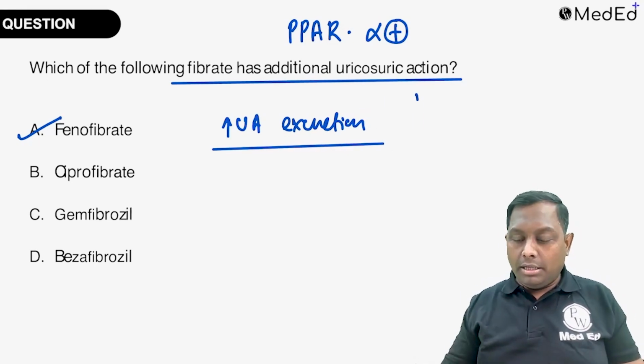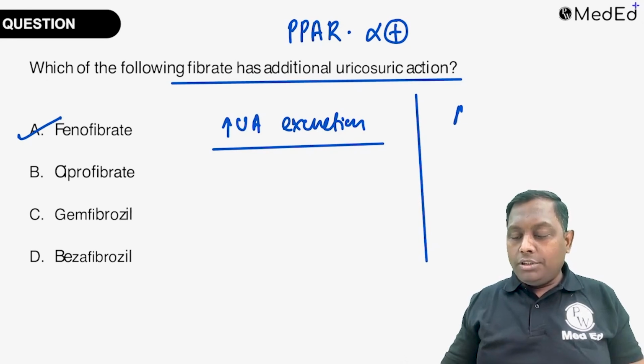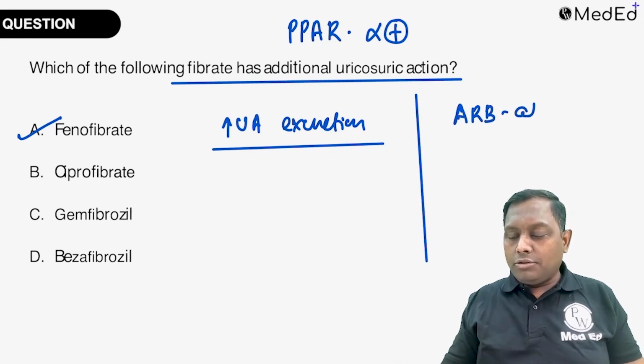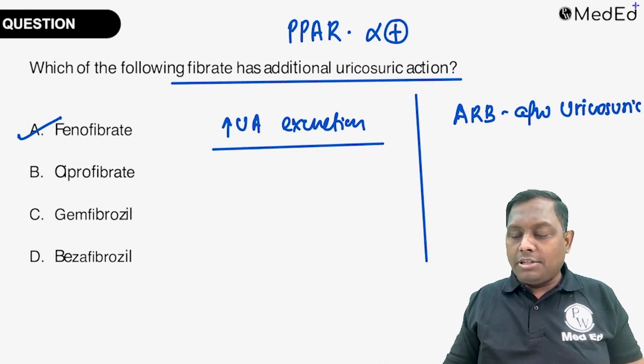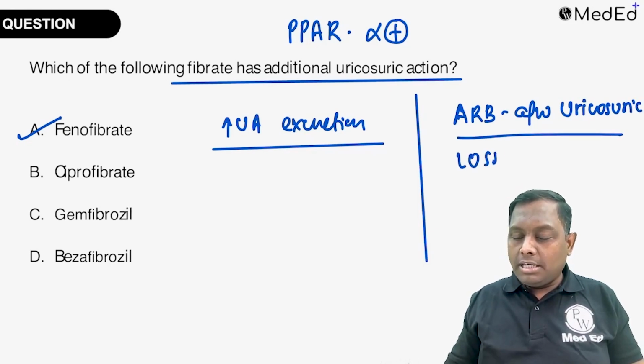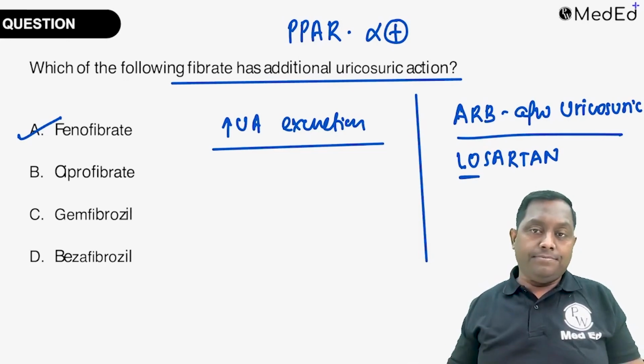One more drug, a question came in an exam: which ARB is associated with the uricosuric property? Which ARB, angiotensin receptor blocker? That is losartan. I used to tell you, lower down everything, lower down the uric acid.